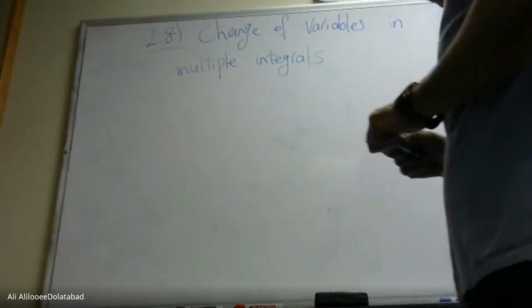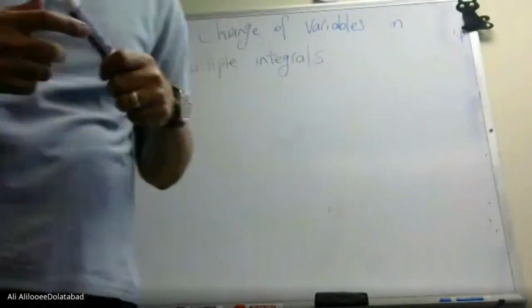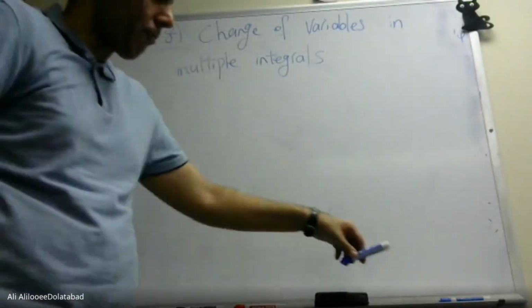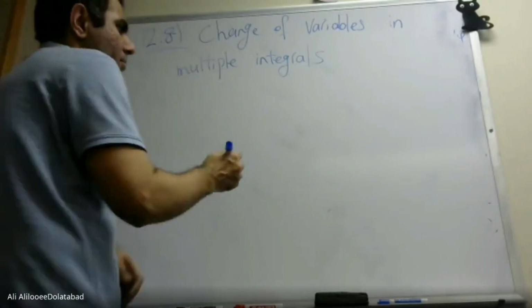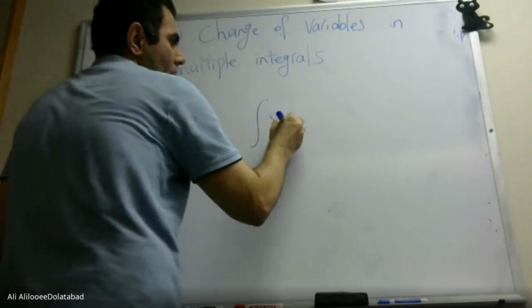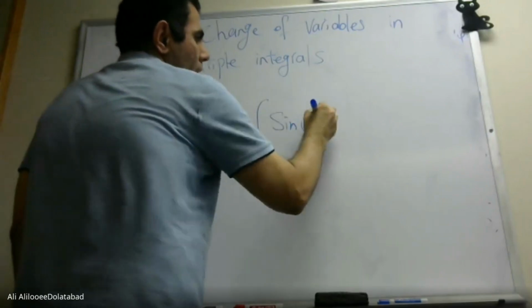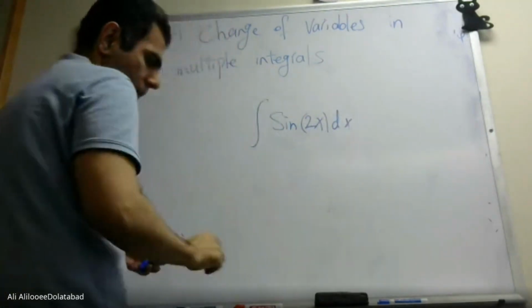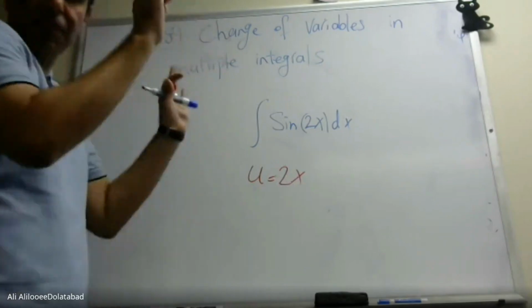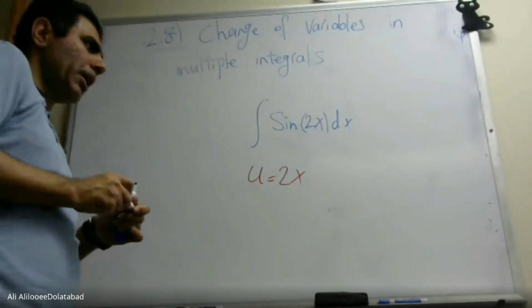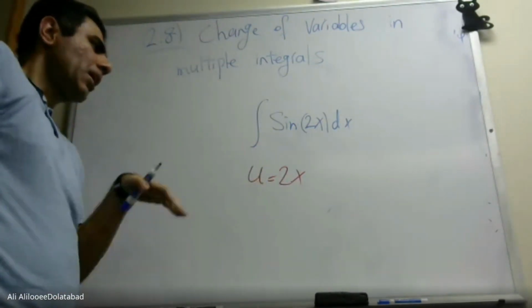So, okay, see, in Calc 1, you had the concept of change of variable. You remember, and actually you used this concept several times. For example, in Calc 1, when you wanted to integrate the function sine of 2x dx, we were told we define a new variable u equal 2x, and we had the concept of change of variable, and after that we find the answer.